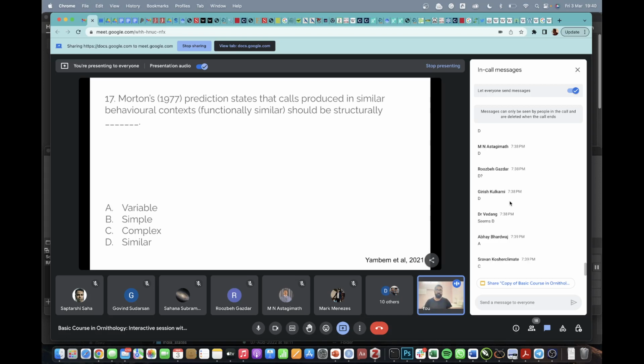So the hypothesis is this, where they think that the calls produced in similar behavioral contexts, which are functionally similar, should have calls that are also structurally similar.